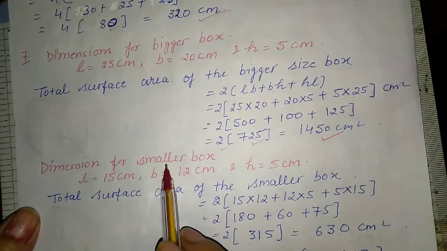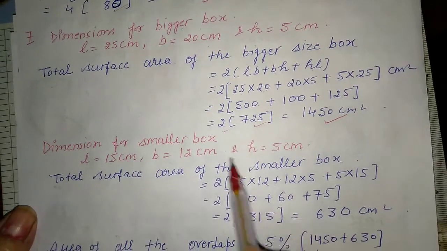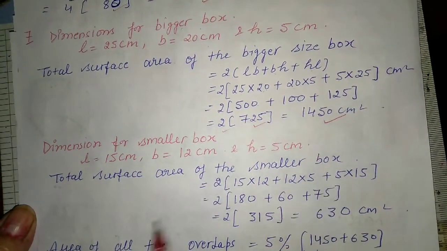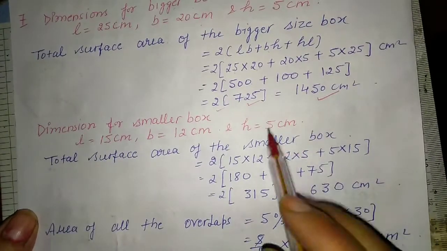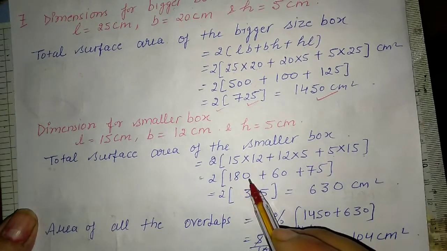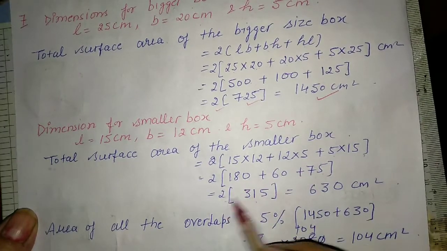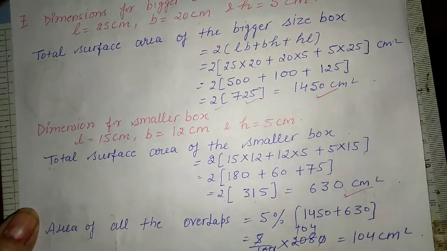Now the dimension for a smaller box is given. L is given 15 centimeter, B is given 12 centimeter, height is given 5 centimeter. Again the same type of box, so we will find the total surface area. So multiply here, addition 315, we will get here 630 centimeter square.